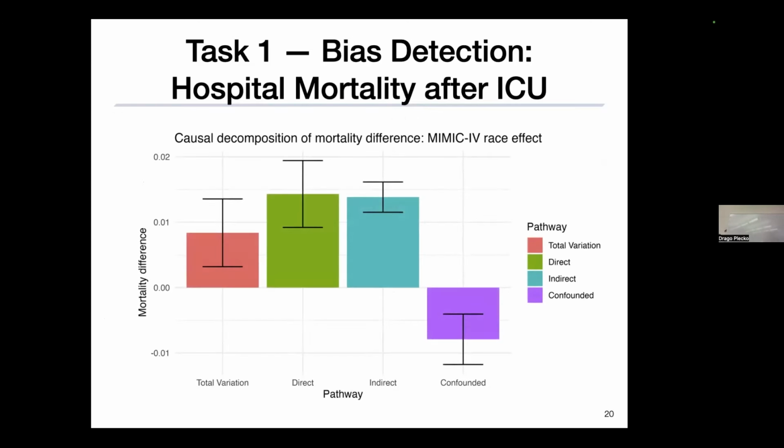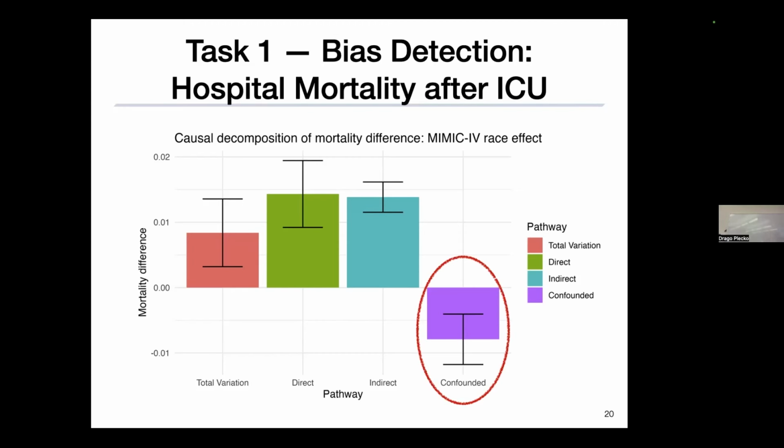Okay, let's apply this to the MIMIC-IV data set, and I will unpack the plot now. Fascinatingly, in this disparity of 0.8%, so this is the total variation measure, so the difference is 0.8% between groups, there are at least three different things going on at the same time. First of all, there's a confounded effect that favors the African-American population, okay? So for some reason, along the spurious pathway, African-American patients have better outcomes. This is the first thing we observe.